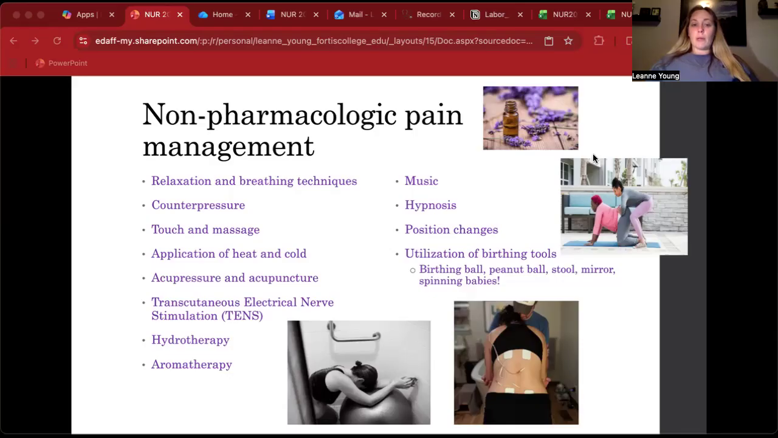So our birthing ball, our peanut ball, our stool, our mirror, and then we can use resources such as Spinning Babies, labor and delivery nurse accounts. Sometimes we'll post really cool positions that help with labor. All of these things are going to make you a better bedside nurse and make you more valuable and helpful for your patient.